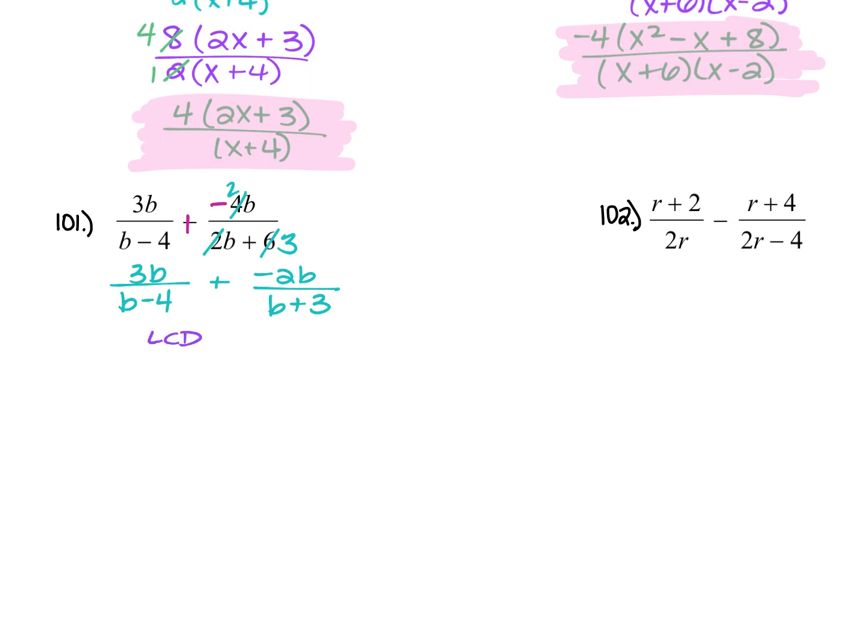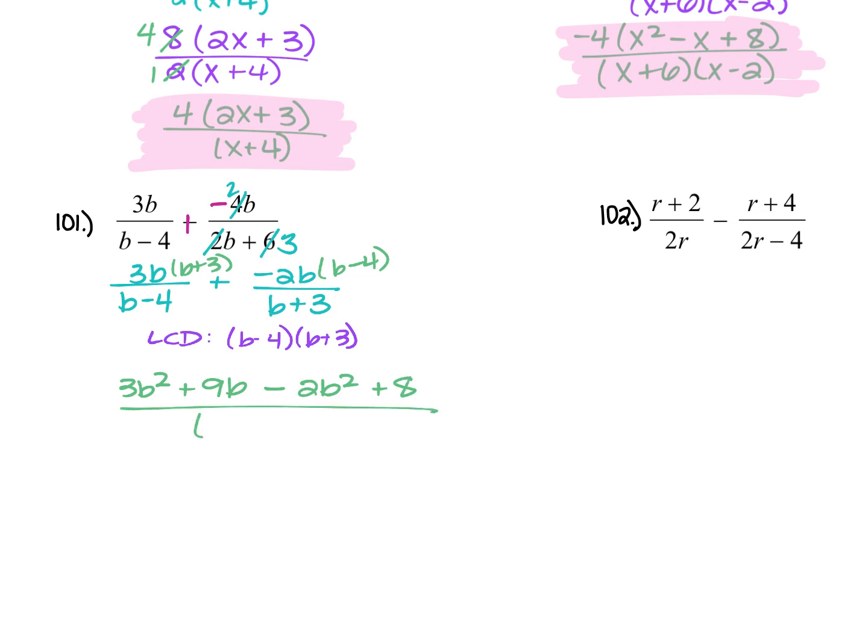Your least common denominator here is b minus 4 times b plus 3. So the top of the first fraction gets multiplied by b plus 3. The second gets multiplied by b minus 4. So we are going to have 3b squared plus 9b minus 2b squared plus 8b all over b minus 4 times b plus 3. Combine your like terms. You're left with b squared plus 9b plus 8 all over b minus 4 times b plus 3.